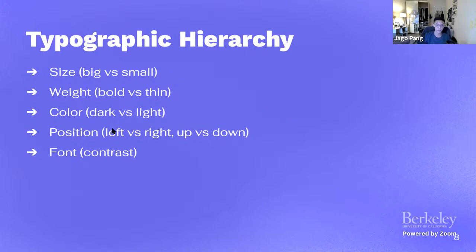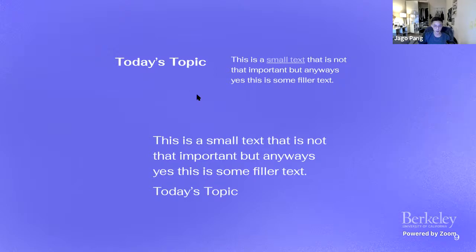Oh yeah, here you can also establish hierarchy with your position, like putting it at the top versus putting it at the bottom, or size. So for example, the top is where hierarchy is established. The title's on the left and then the small text is on the right. And then you can also highlight certain elements of that text using color and underlines. And the bottom is where there's no hierarchy applied.